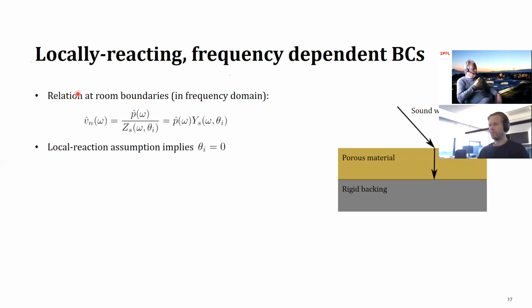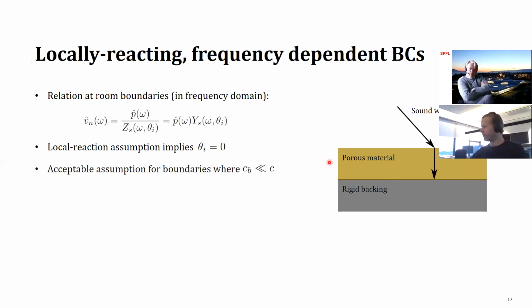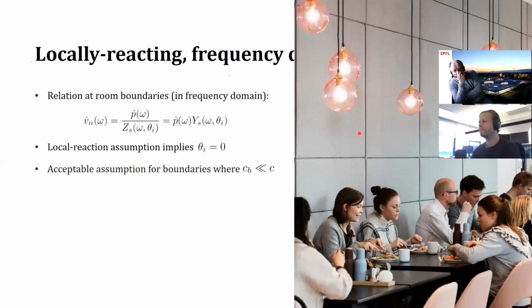We can employ a local reaction assumption, which assumes that there's no angular dependence of the surface impedance. This is generally taken to be an acceptable assumption where the sound propagation in the boundary domain is much lower than sound propagation speed in air. One good example is a porous material mounted directly on a rigid backing, and the porous material having high flow resistivity.